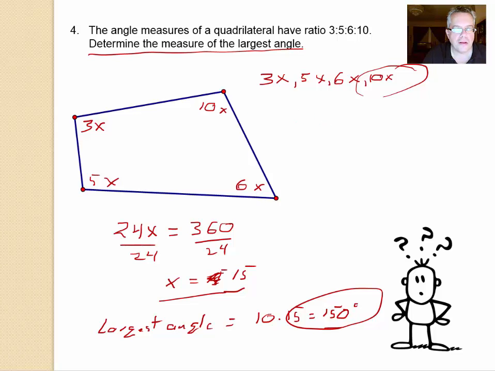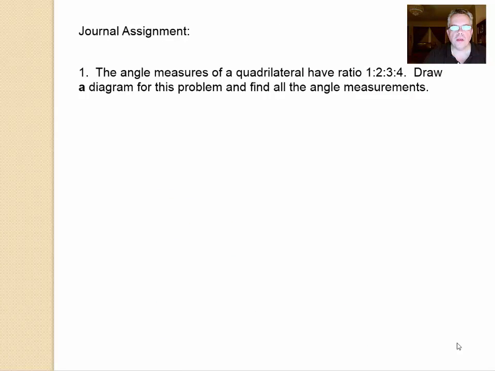All right, believe it or not, it's journal time. I promised you a quick video. Okay, here it is. Today, just one problem for you. So short day today. So your one problem is this. The angle measures of a quadrilateral have ratio 1 to 2 to 3 to 4. Draw a diagram for this problem, so make a sketch of it, and find all the angle measurements. Good luck.